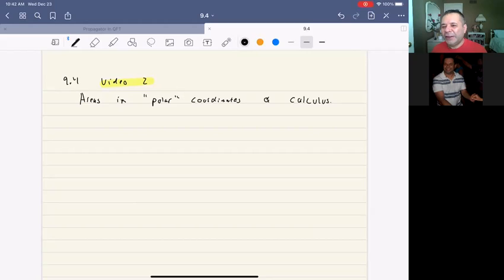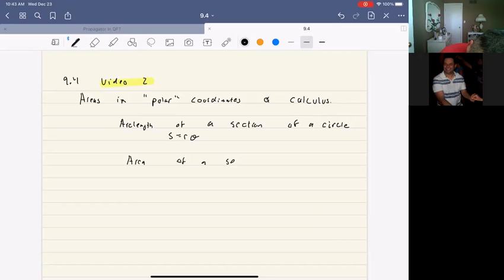Okay, so you may remember from pre-calc, if you took that, that arc length of a section of a circle was S equals R theta, and area of a section of a circle was A equals 1/2 R squared theta. And in both these cases, theta is in radians.